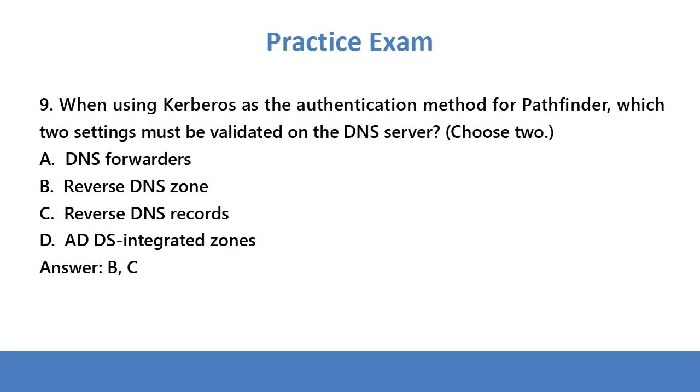9. When using Kerberos as the authentication method for Pathfinder, which two settings must be validated on the DNS server? Choose 2. A. DNS forwarders. B. Reverse DNS zone. C. Reverse DNS records. D. ADDS integrated zones. Answer: B, C.